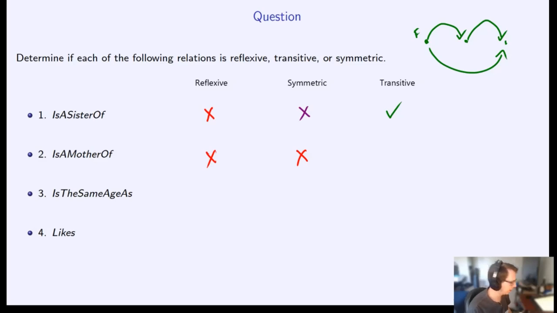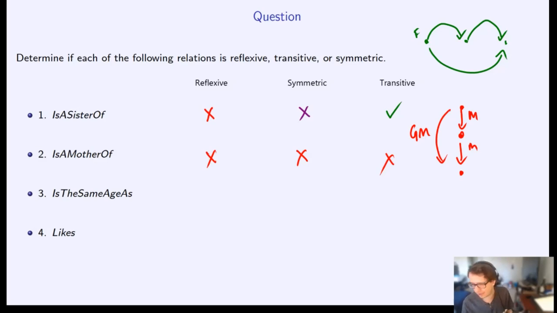That cannot happen. And if you're a mother to someone and they're a mother to someone else, then typically we don't say that you're the mother to your kid's kid. We'd say you're the grandmother. So we would say that's not transitive. I don't know if that's consistent across every culture, every language. Maybe some languages say that's the mother as well. So that could be language dependent. But in English, we would say that's a grandmother, not a mother. So we'd say that's not transitive.